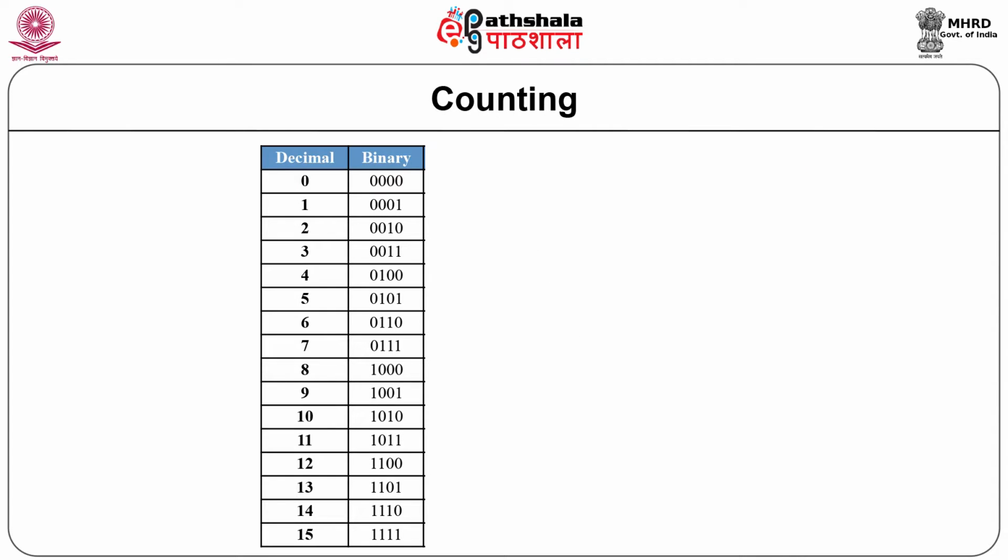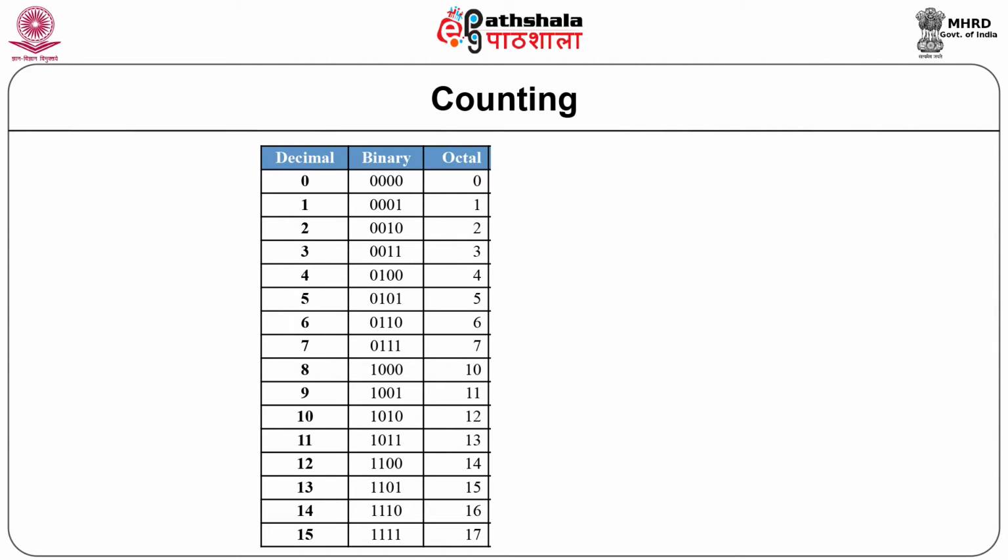Let us consider an application of number systems in counting. Just similar to counting objects in decimal, we can write the binary sequence of 0 to 15 as 0, 0, 0, 0 for 0, 0, 0, 0, 1, 0, 0, 1, 0, 0, 0, 1, 1, so on up to 1, 1, 1, 1.